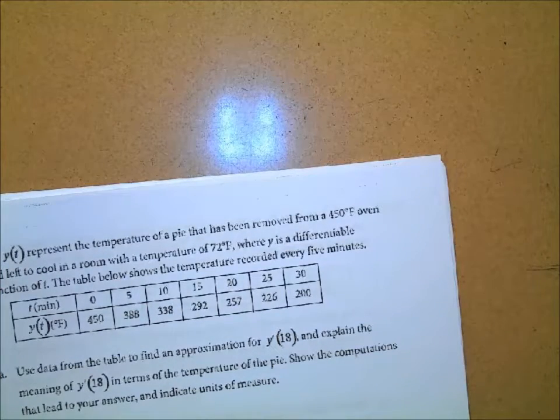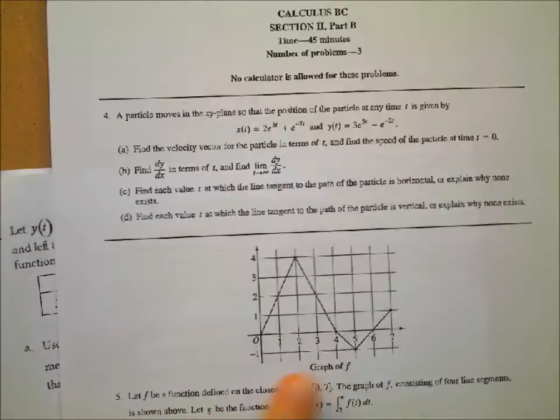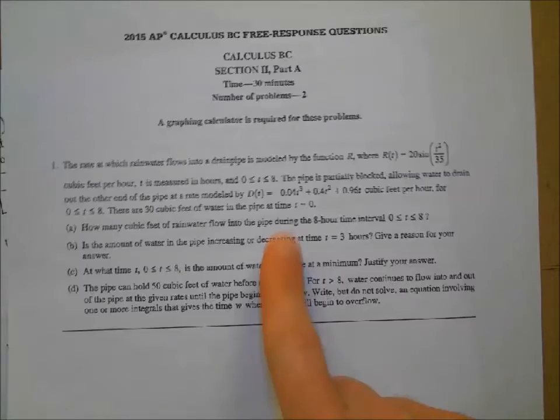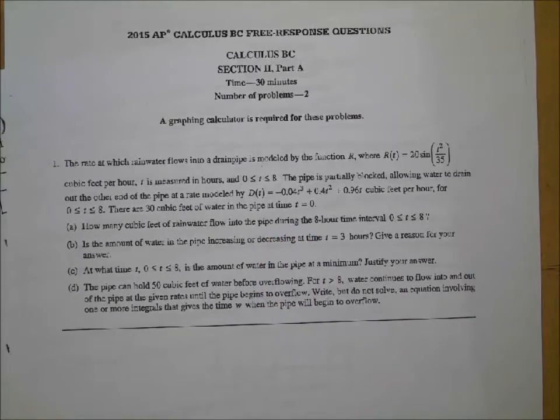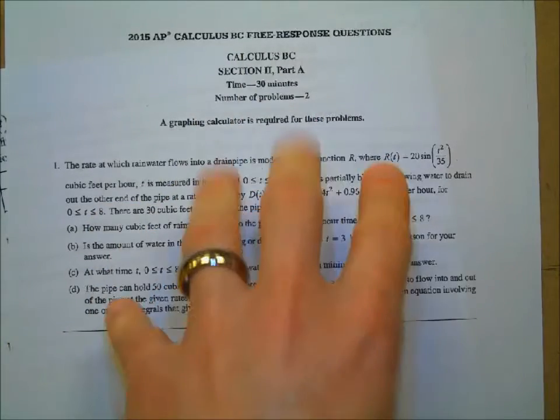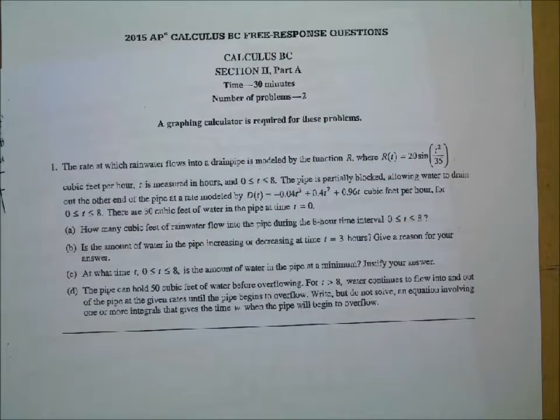Again, the homework is posted to the Google Classroom. This was your homework from last night. On the back of that paper, that's your homework for tonight. This is the 2015 BC free response question. This is from the actual BC test, a couple of years ago.